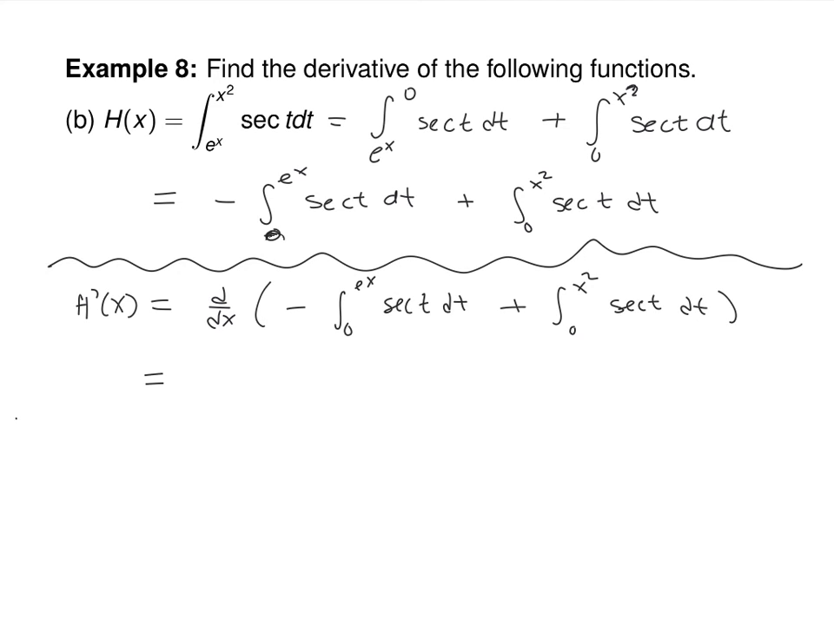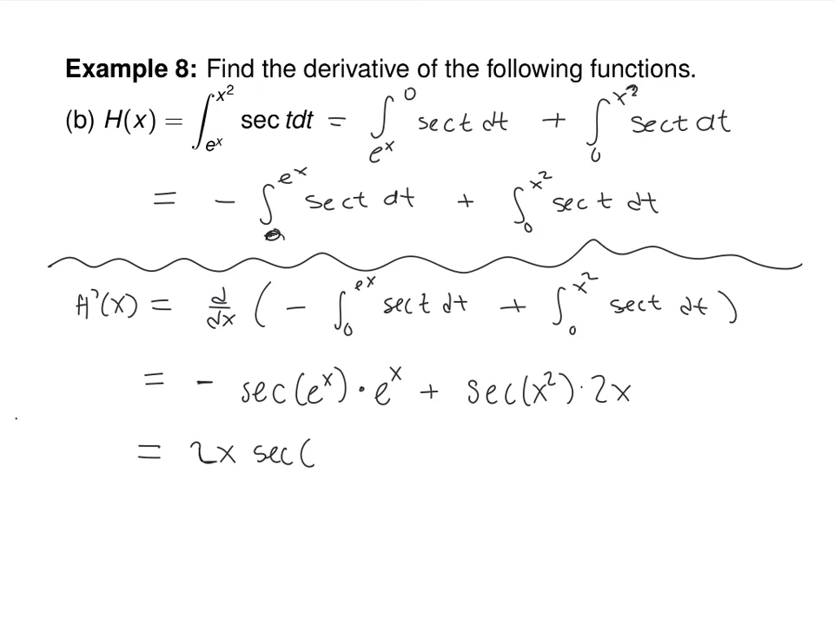So what's the derivative of the first component? What do you do? Secant of e to the x times e to the x, and that can't multiply by the e to the x and the secant, plus secant of x squared times 2x, yep. Or rewritten, 2x secant of x squared minus e to the x secant of e to the x.